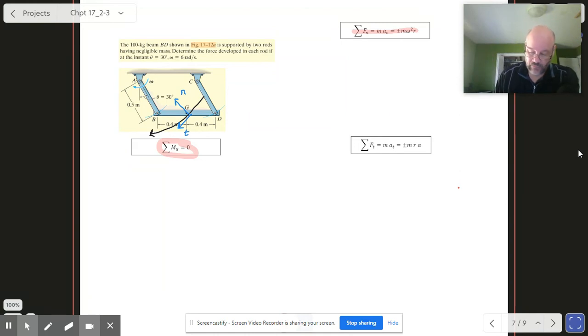Similarly, there's a tangential equation. So the sum of the tangential forces is m times a tangential. We get another plus or minus thing, it is m r alpha, the angular acceleration. Okay.